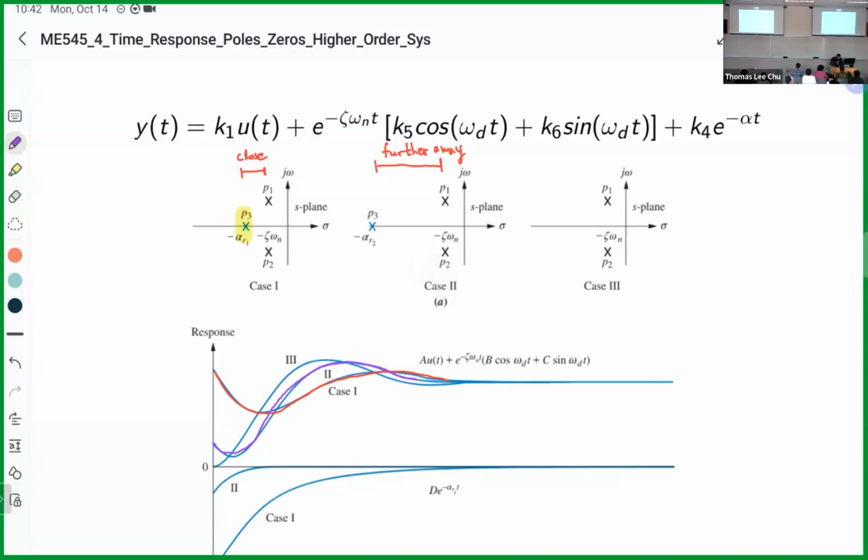And then case 3 is where we don't have that third pole. We only have a pair, so we just have a second order system. And you note that the blue line for case 3 and the purple line here are both pretty similar. So the point is, case 2 might be a case where we can use second order approximation, since the third pole is far enough away from these two poles that it acts like case 3.